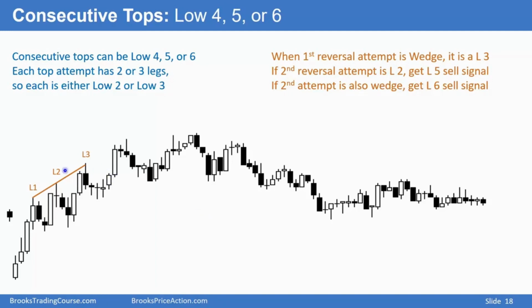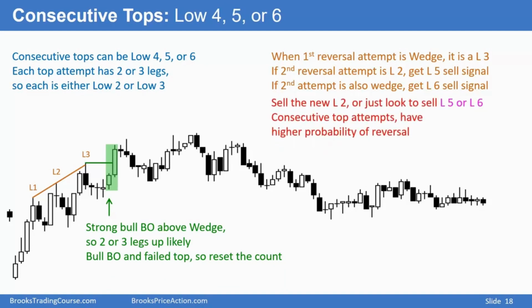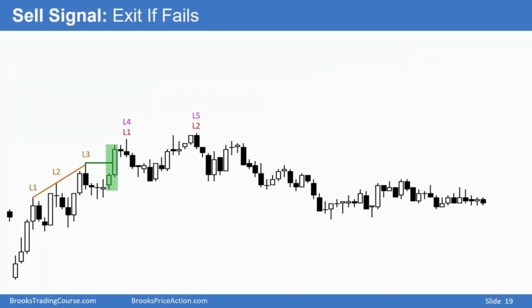Strong bull breakout, a couple bars up above the wedge top, probably at least 2 legs up. So 1, pullback, 2, maybe 3. And a lot of traders will just start the count over again anytime there's a big breakout. One, 2, 3, 4, 5. Doesn't matter if you call it a low 5 or consecutive tops. The key point is you have a complex top, 2 or more legs, and then another complex top, 2 or more legs. The probability is high that you're going to get at least a couple legs sideways to down.